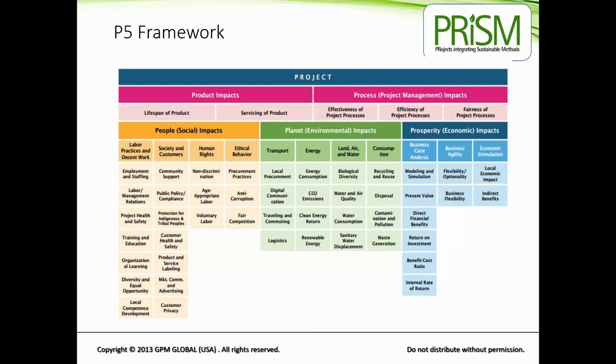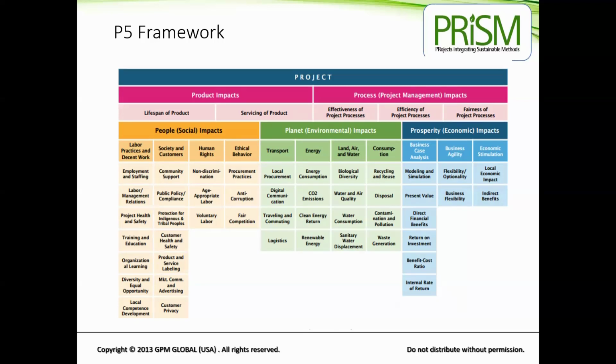Under the category of planet, there are 4 elements, which are transport, energy, land, air and water, plus consumption. And the element of prosperity, which is on the respect towards profitability, has 3 categories, which are business case analysis, business agility, and economic simulation. Under each of these categories, there are elements.